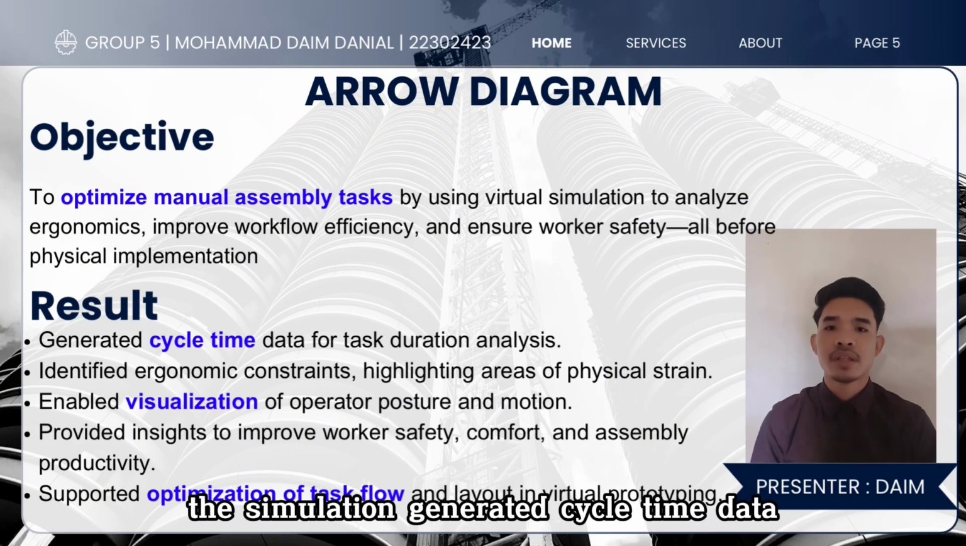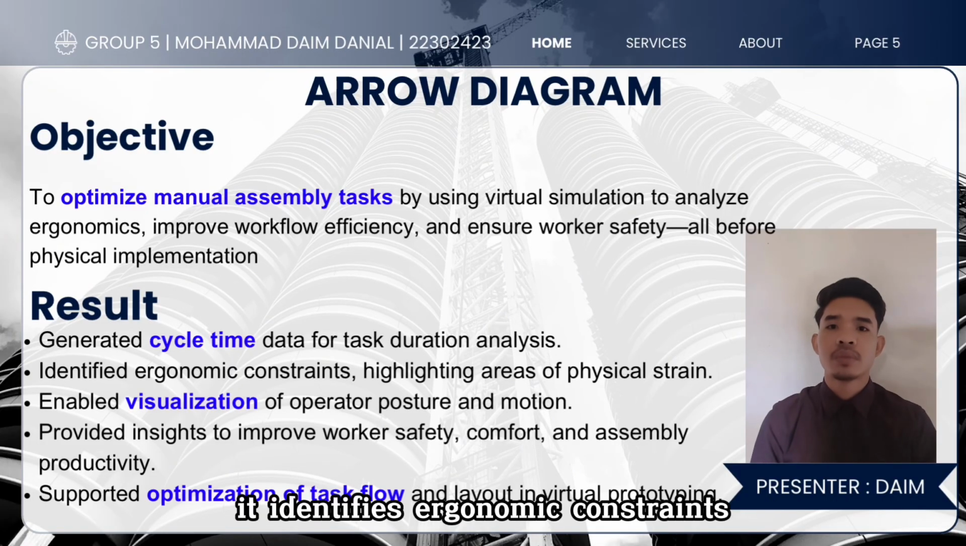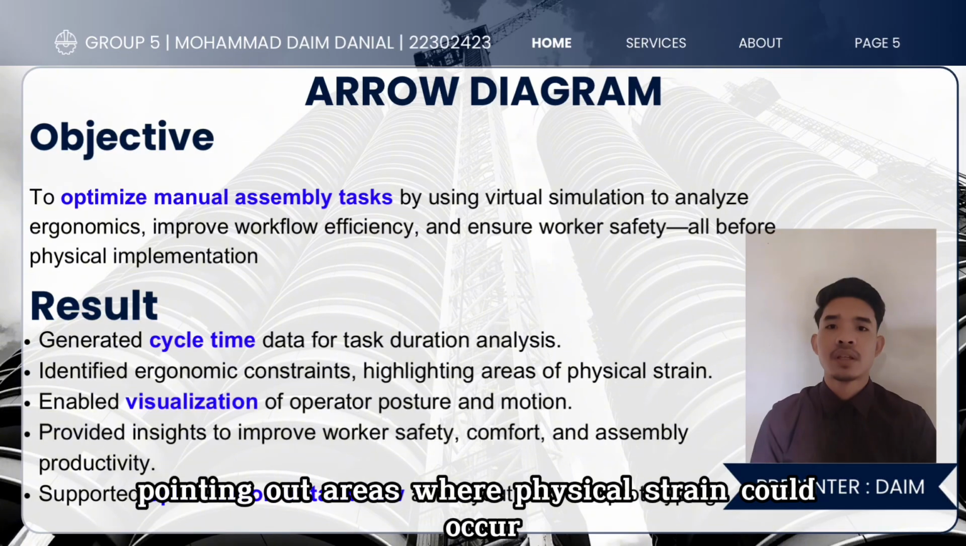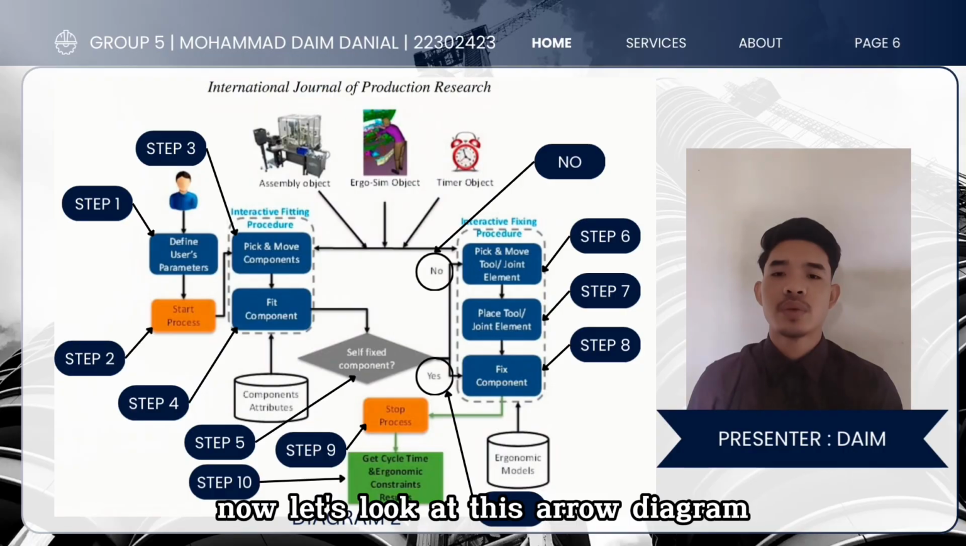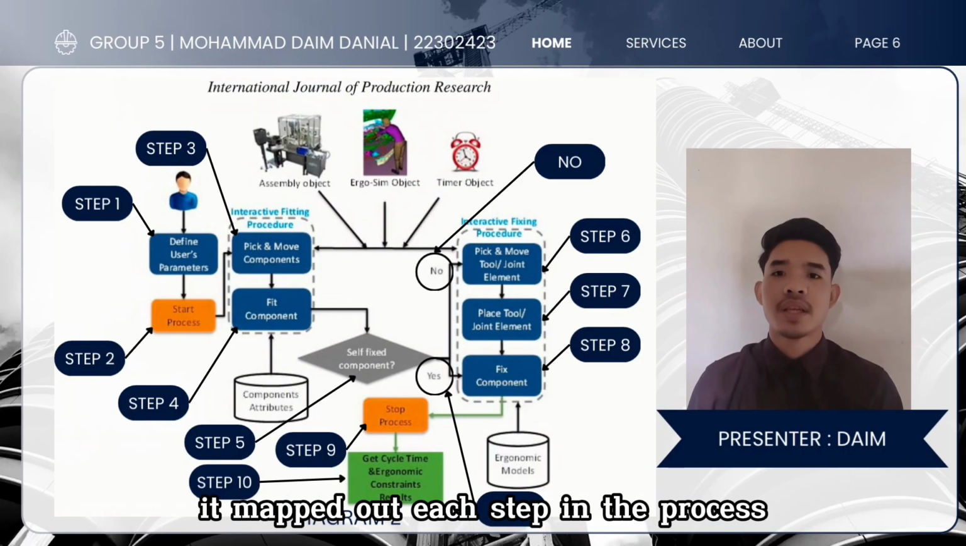The simulation generates cycle time data to analyze how long each task took. It identifies ergonomic constraints, pointing out areas where physical strain could occur. The process enables clear visualization of the operation. Now let's look at this arrow diagram. It maps out each step in the process.